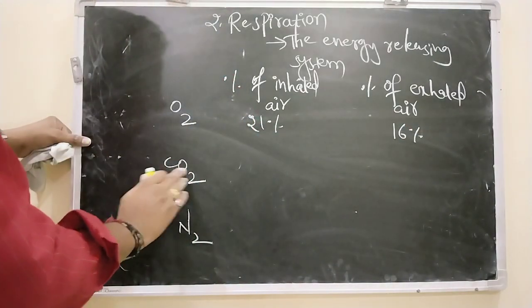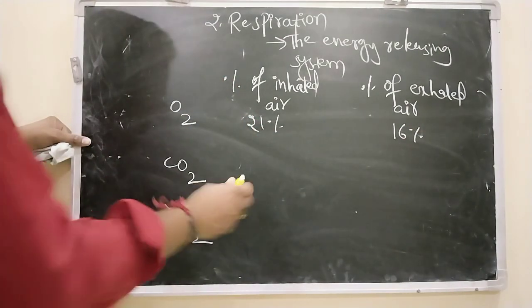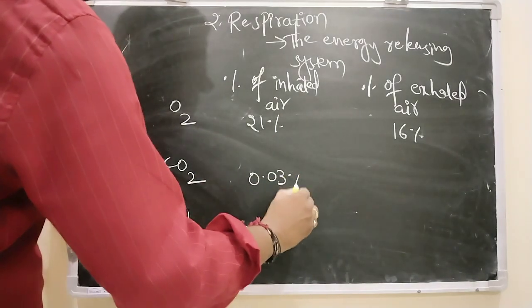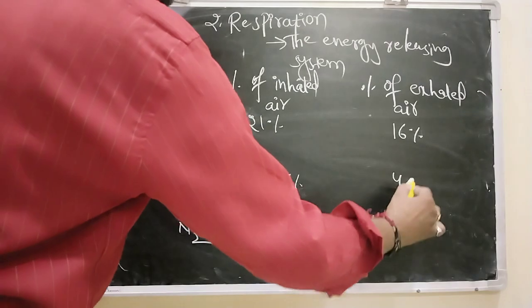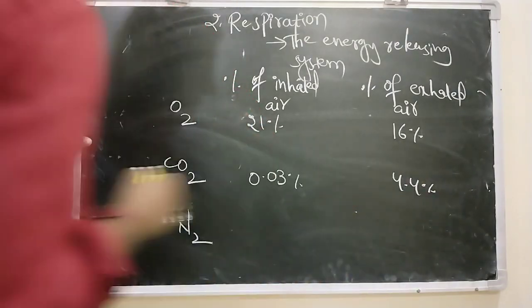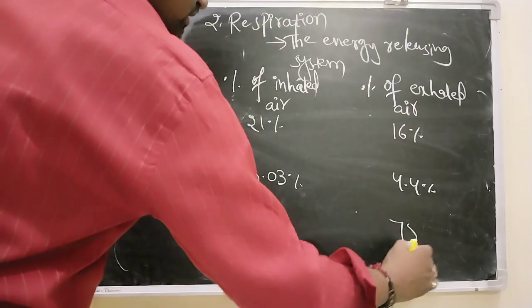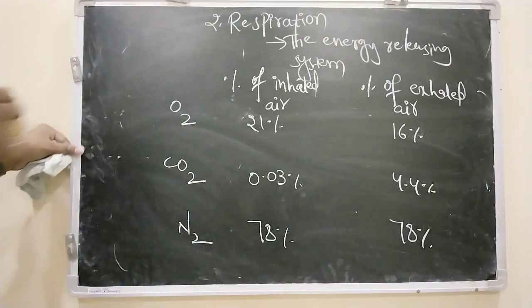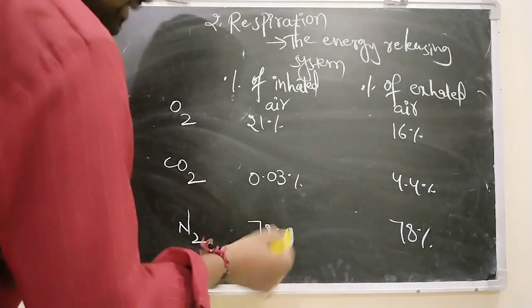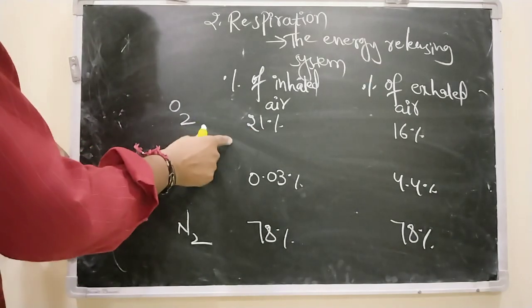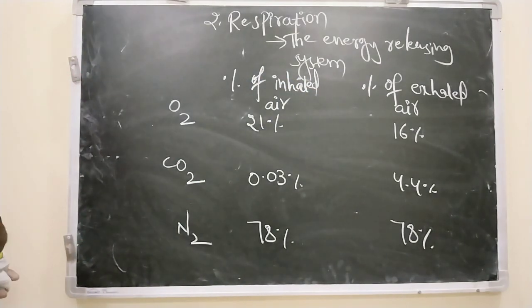And the carbon dioxide which enters inside during inspiration is 0.03%. During expiration it is 4.4%. Okay, and this is neutral. Why? Because there is no change in the composition of nitrogen. As the lungs do not use it, the composition remains the same, and this is the difference in percentage of inhaled air and exhaled air.